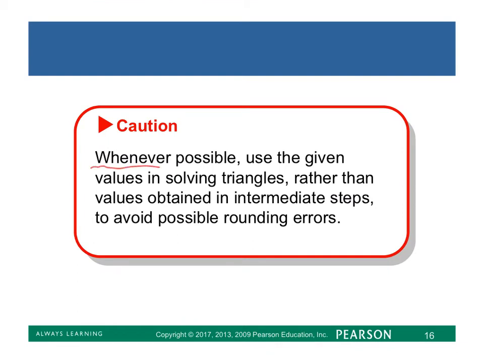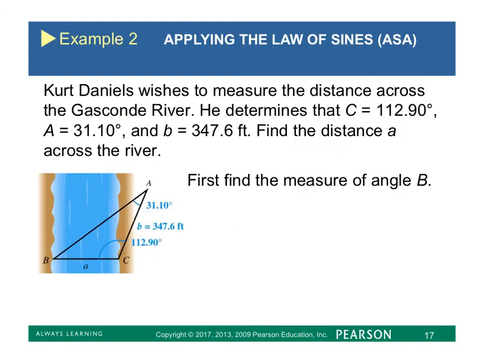Whenever possible, use the given values in solving. That's what I said a minute ago, rather than values obtained in measurements. The reason is when you obtain those measurements, we rounded them. They were all approximate. The only ones that were exact probably were the ones they gave me. Okay, example 2. He wants us to use angle side angle. He's telling us up front.